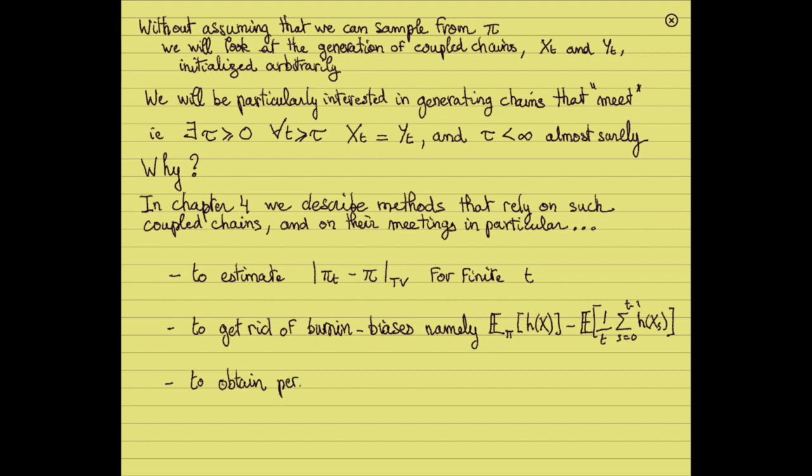And finally, we will see methods relying on couplings of Markov chains to obtain perfect samples from pi. This is a remarkable class of methods called coupling from the past. But again, in order to implement coupling from the past, we need to be able to generate Markov chains that exactly meet.